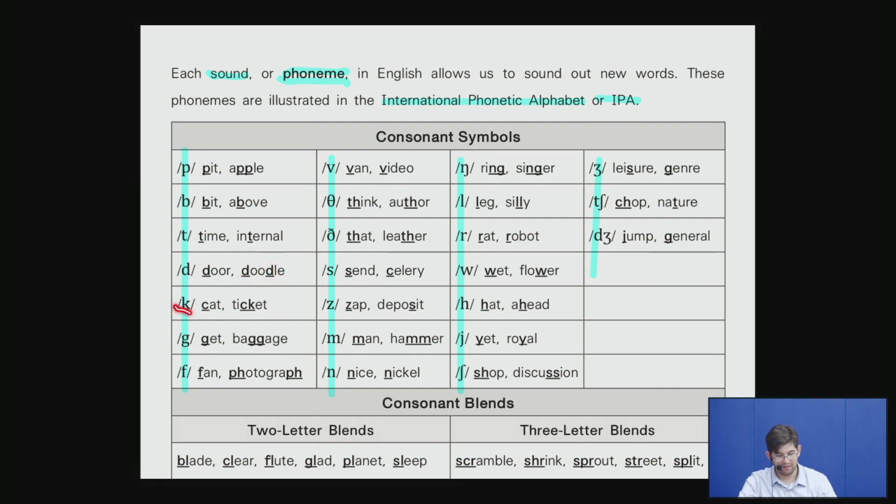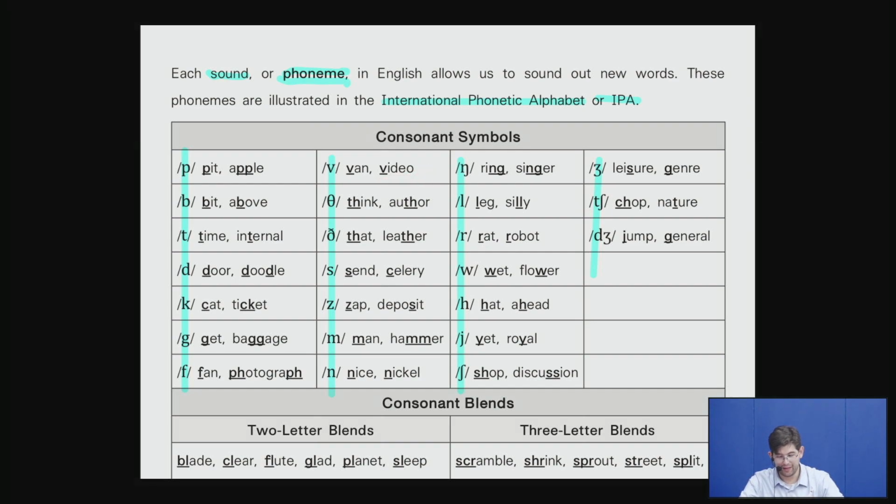Moving on to K sounds. Our first one actually spells with a C, but it's cat. And our next one is ticket. And you can hear the two sounds in there. Our G sound, we have get and baggage. Our F sound, we have our first one being fan. And our second one actually uses Greek letters to create an F, and we have photograph. Moving on is our V sound. We have van and video.